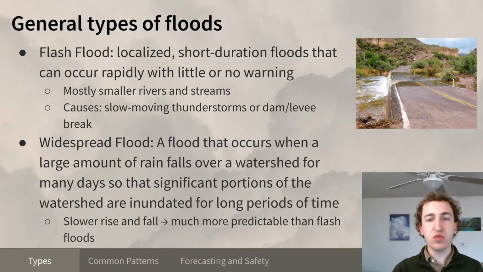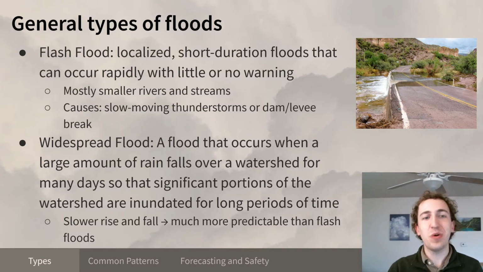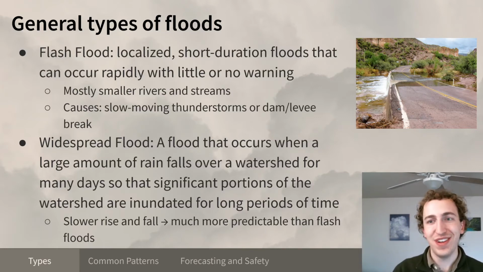Mostly, this occurs with smaller rivers and streams where there just isn't the volume to contain the amount of water when a lot of water collects in a particular region. So it has to go somewhere else, and that's over the normal bounds of where that river or stream should be.